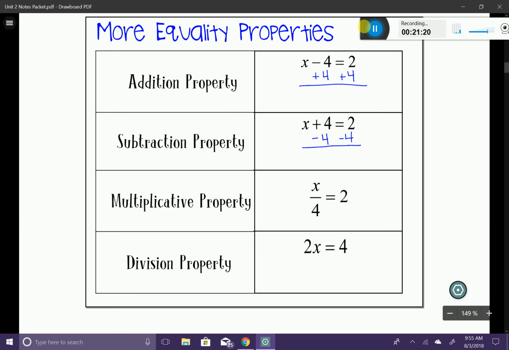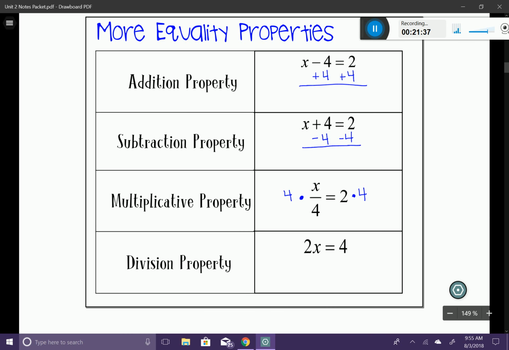All right, multiplication. So I'm trying to solve for my variable, and to eliminate the 4 in the denominator, I need to multiply both the left and the right by 4. And by doing that, that is the multiplication property of equality.